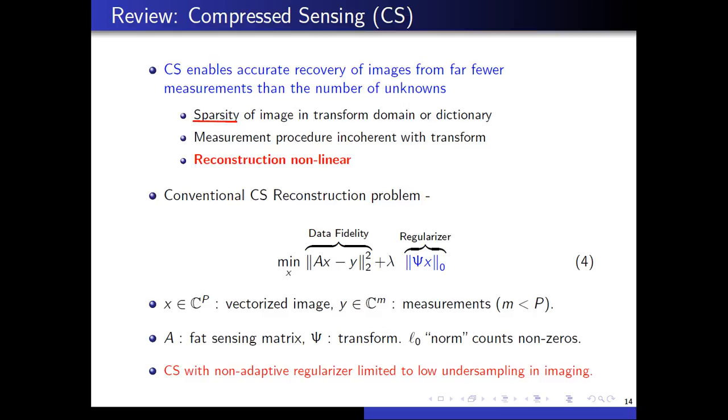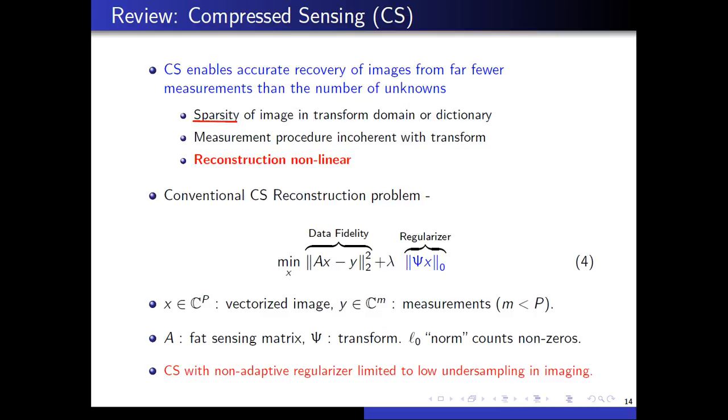If this is large, it's non-sparse. If this is small, it's sparse. So you give preference to sparse results by minimizing. Turns out that if you solve this, you can get an exact solution for X, even though you have fewer equations than unknowns. And this is known as compressed sensing.